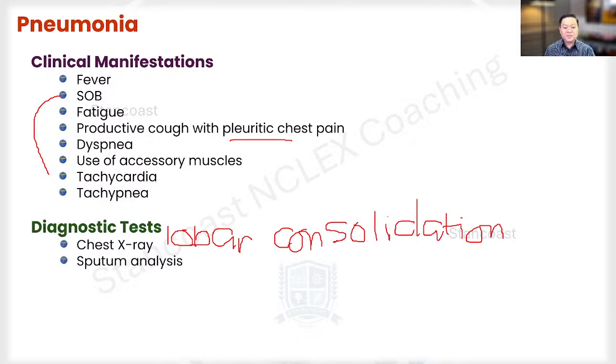Now, we also have the sputum analysis, which is very important for us to collect if the medical provider has ordered for us to do so. And this is going to be needed for the lab people to do the gram staining and culture. And this is going to help identify the specific type of bacteria causing the infection. So the identification really is the key here.